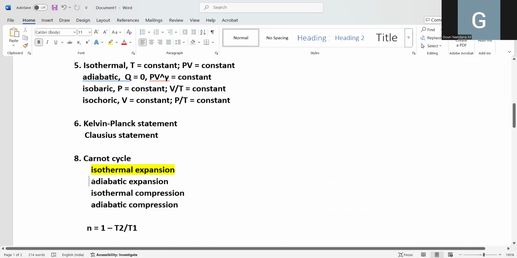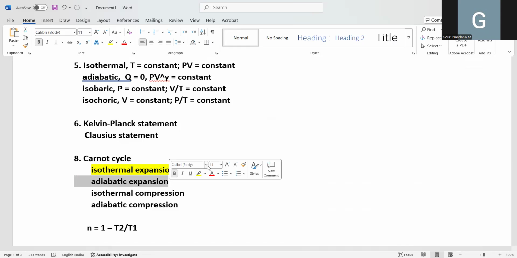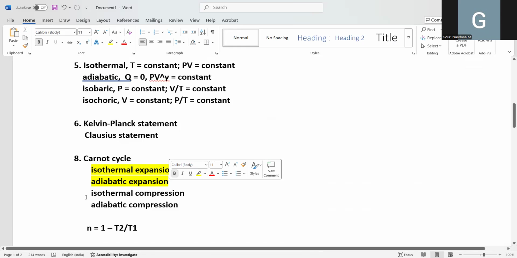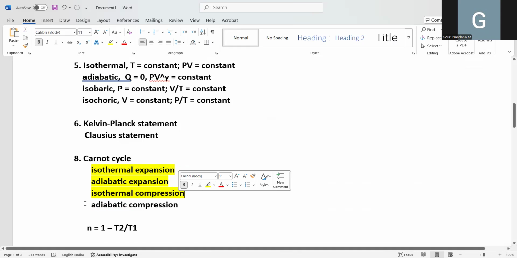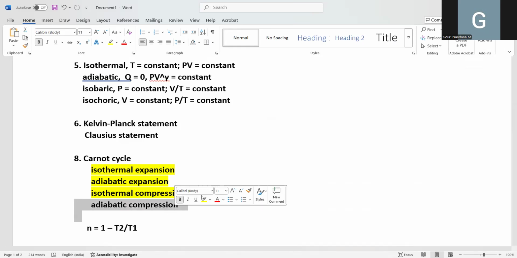Adiabatic expansion means the gas expands without heat exchange. So there is no heat exchange, but the gas is expanded. Then isothermal compression means heat is rejected to the sink. Adiabatic compression is the gas is compressed without heat exchange. Okay, so these are the 4 steps.